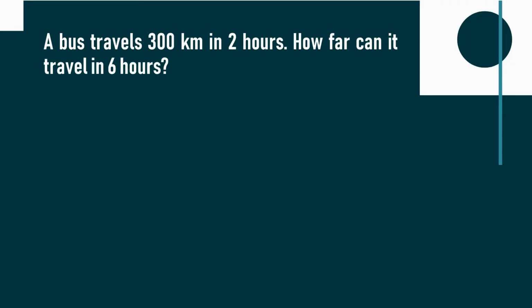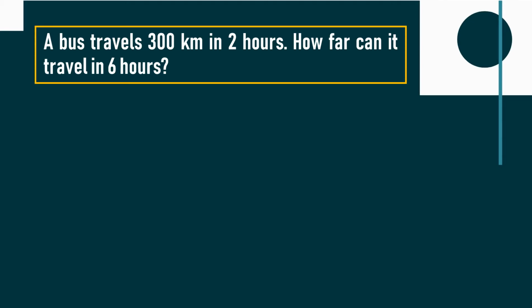Let us take another problem. A bus travels 300 kilometers in 2 hours. How far can it travel in 6 hours? From the problem, we can tell that if there will be an increase in the number of hours, there will also be an increase in distance traveled. So if the number of hours is increased from 2 hours to 6 hours, it will surely increase the distance traveled. Therefore, this problem is a direct proportion.